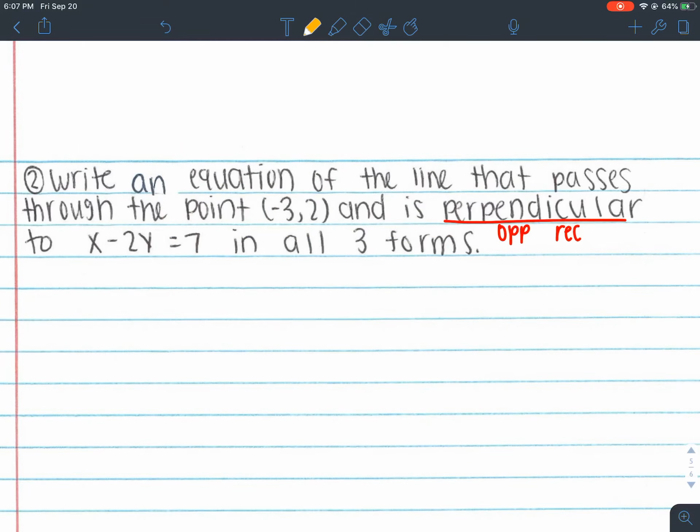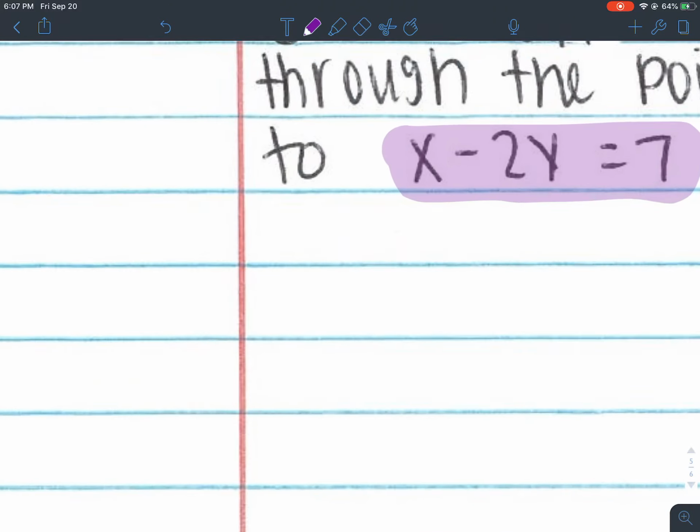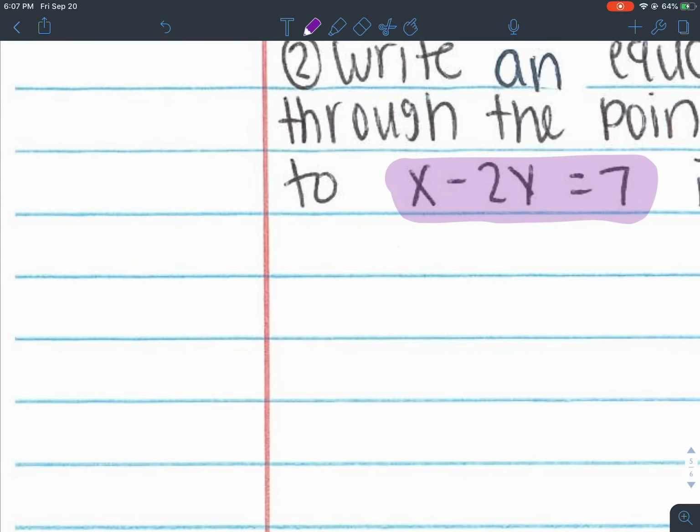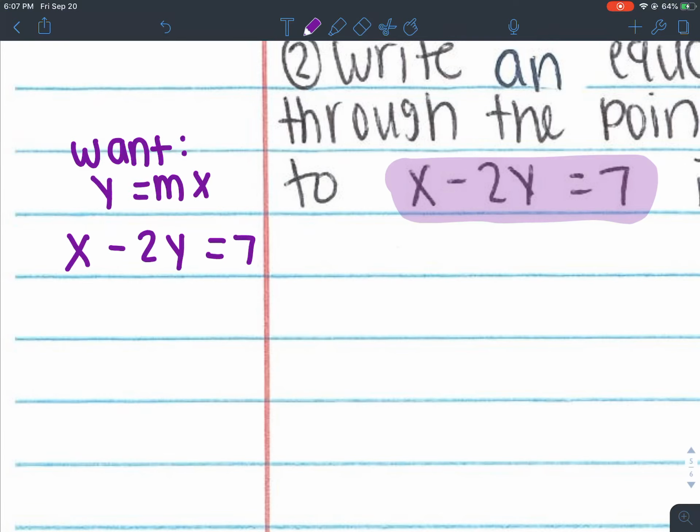Okay, so let's look at our original line here. Our original line here is x minus 2y equals 7. However, that's not in slope-intercept form, so I don't know what my slope is. So I'm going to change it to slope-intercept form. Remember, we want y equals mx plus b. That's the easiest form for us to identify a slope in. So I'm going to subtract x on both sides because I want to get y by itself for slope-intercept.